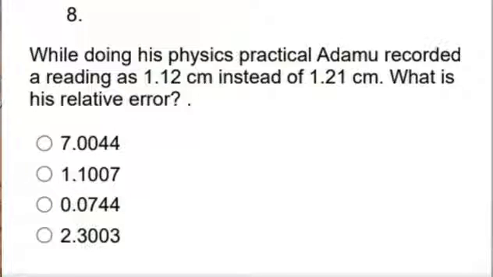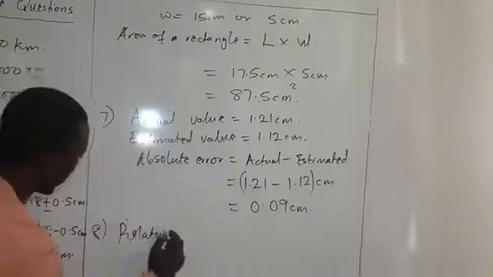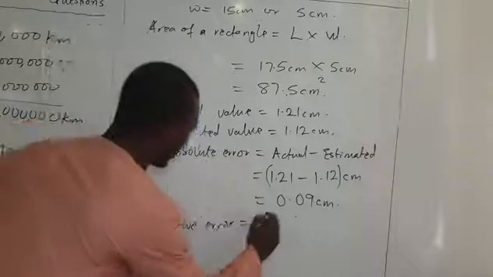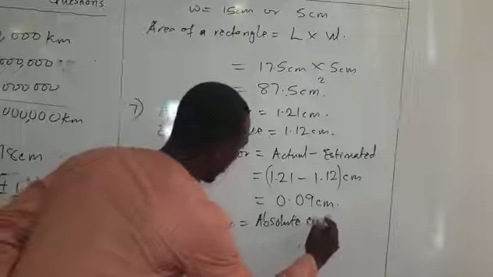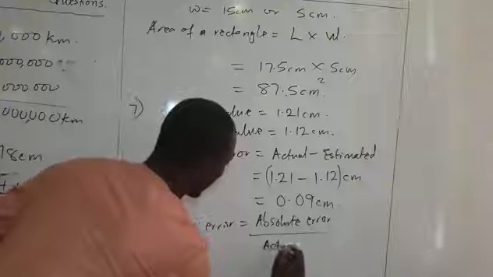Question 8 says, so if you look at the information from question 7 and 8, we have the same information but different question. And what is the question there? The question is, what is its relative error? So the relative error formula equals absolute error all over actual value.